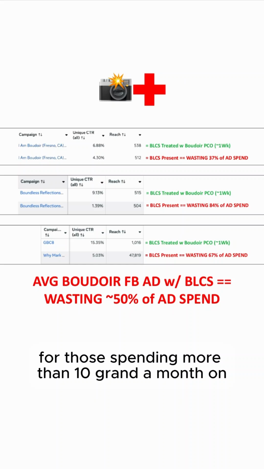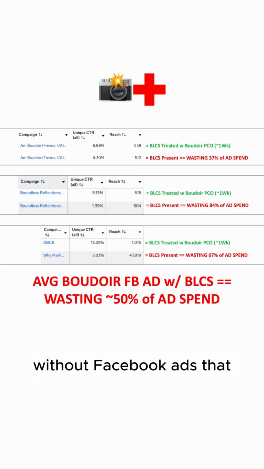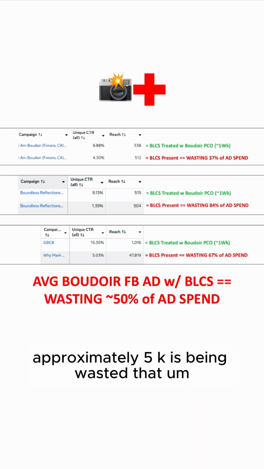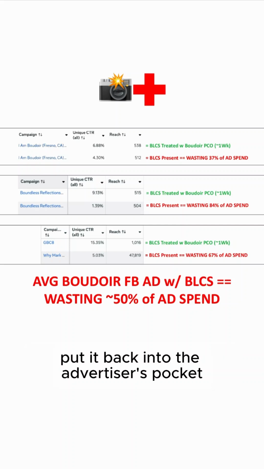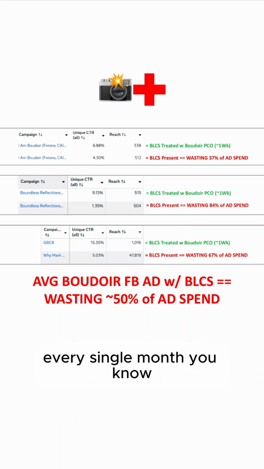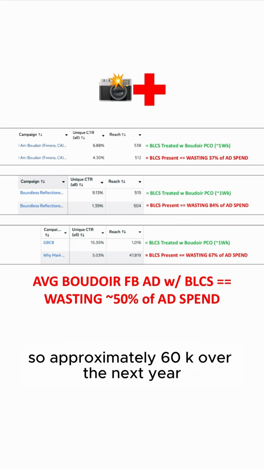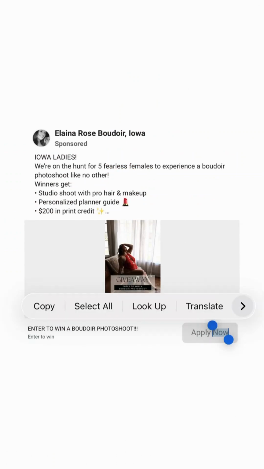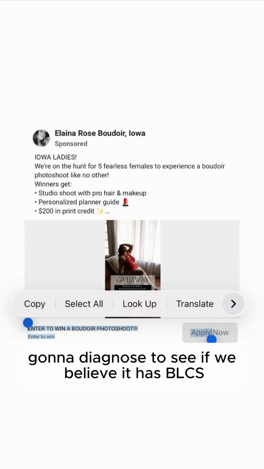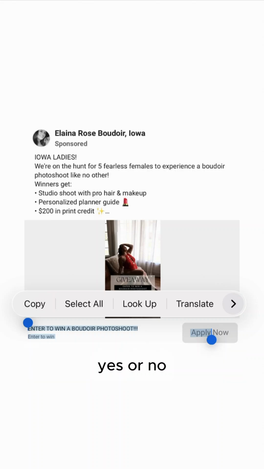Which means for those spending more than 10 grand a month on Boudoir Facebook ads, about 5K is being wasted. That Boudoir Pico can eliminate approximately that amount, put it back into the advertiser's pocket every single month. So approximately 60K over the next 12 months. So now, getting back to this, going to diagnose to see if we believe it has BLCS, yes or no.